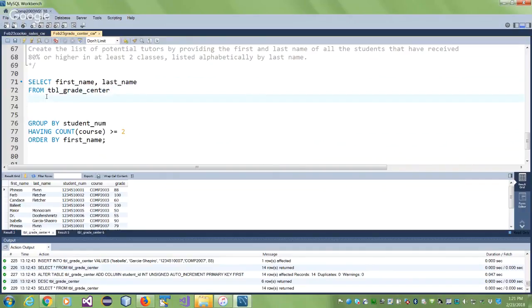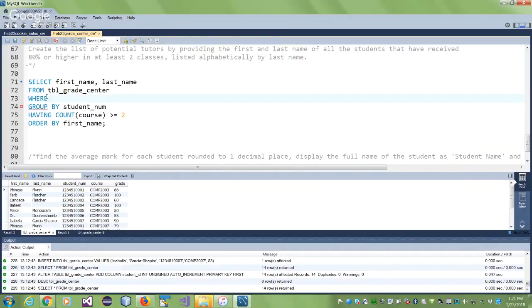And now comes your where condition. Now what do I have to check? Exactly. And the grade is greater than 80. At least 80. At least, I think it said, right?